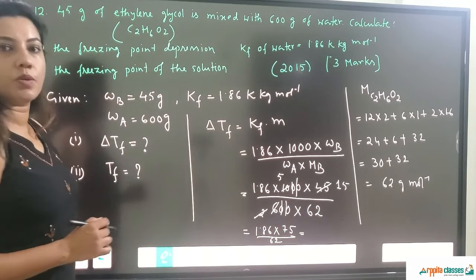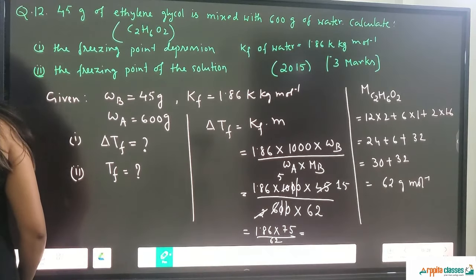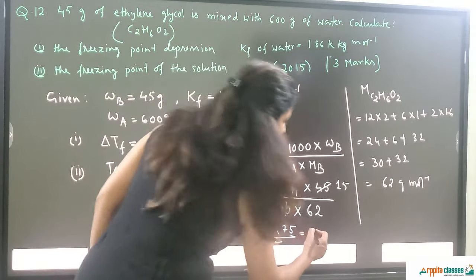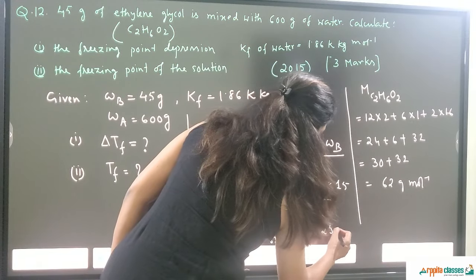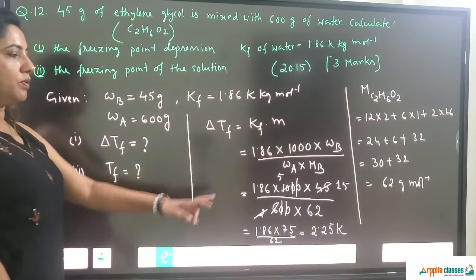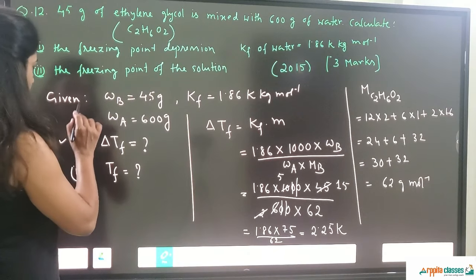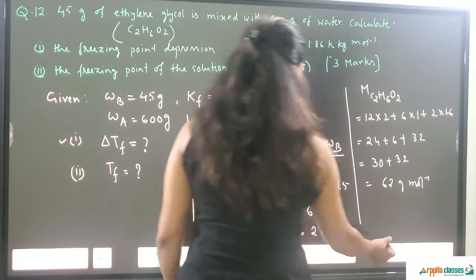If you calculate this, we get the value of delta Tf, that is 2.25 Kelvin. This is the value of delta Tf. So the first answer we got. Now Tf we have to find out.